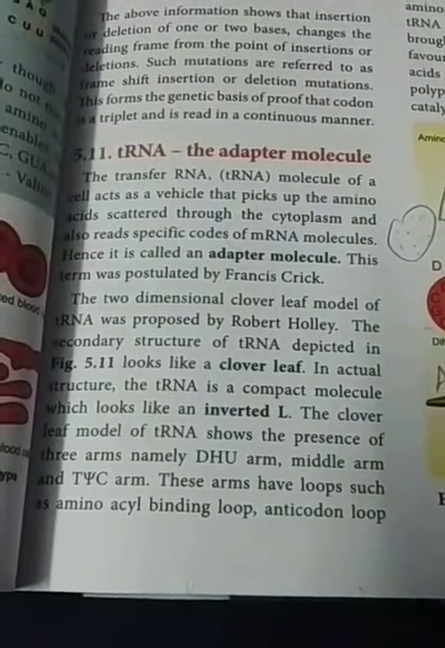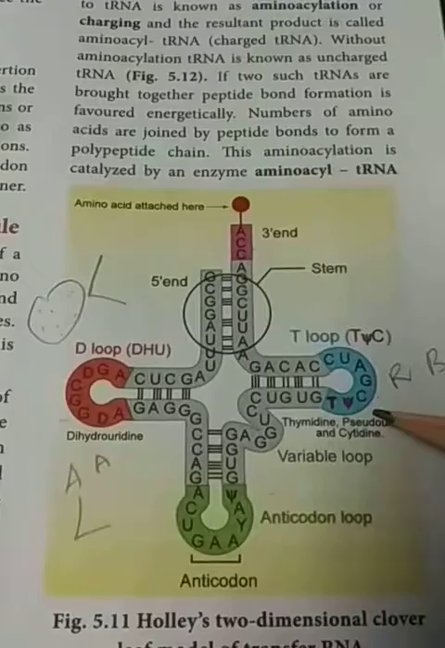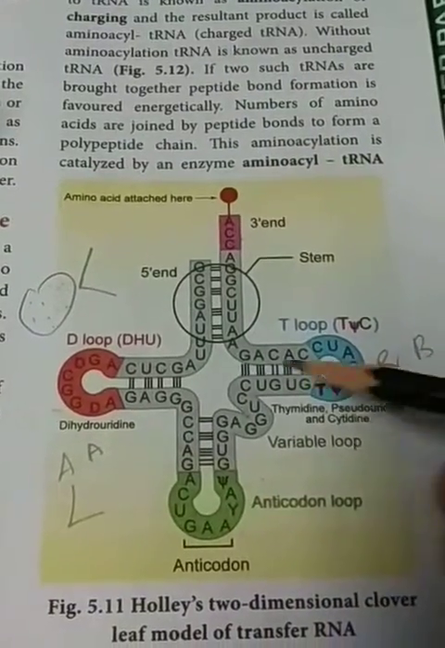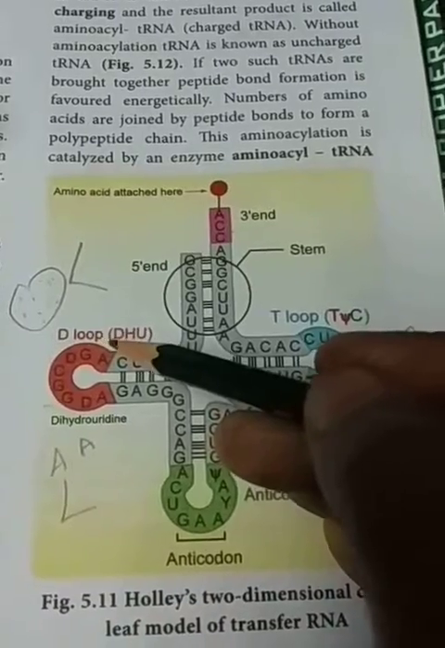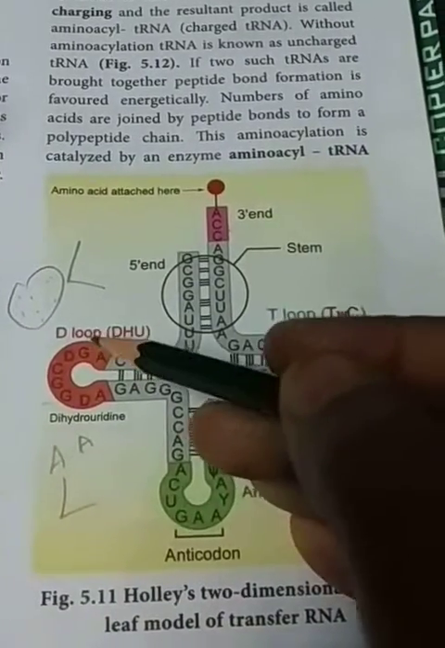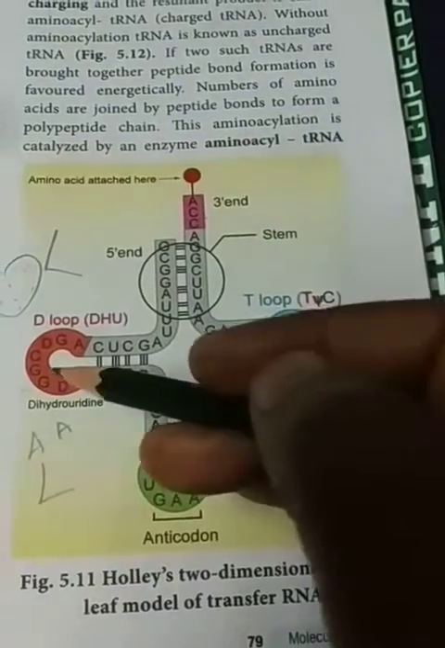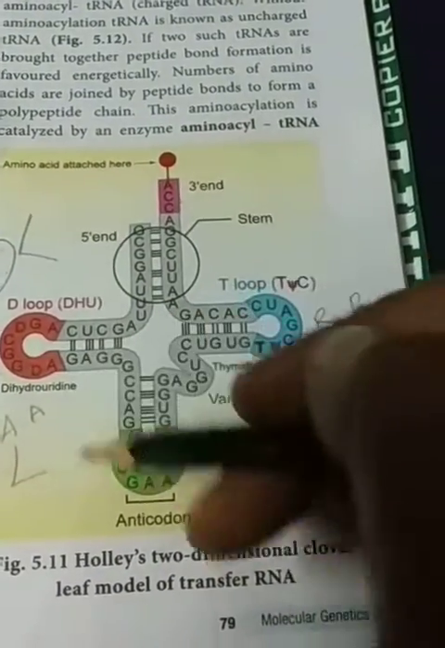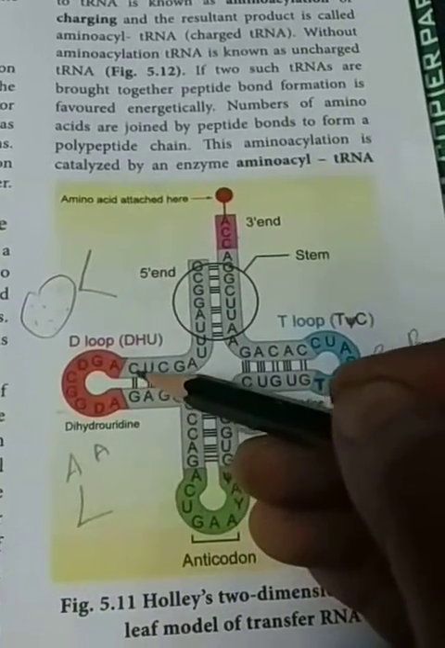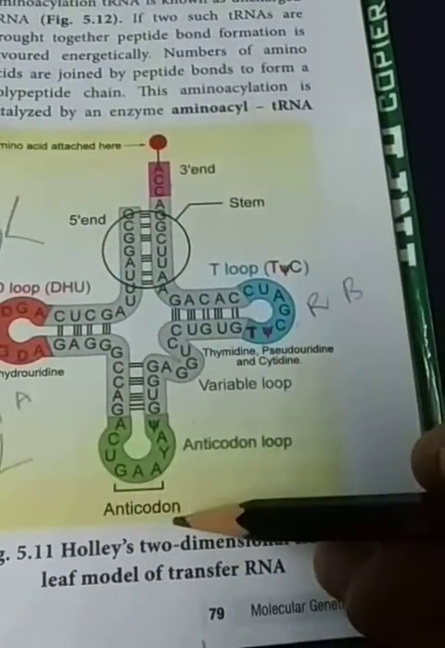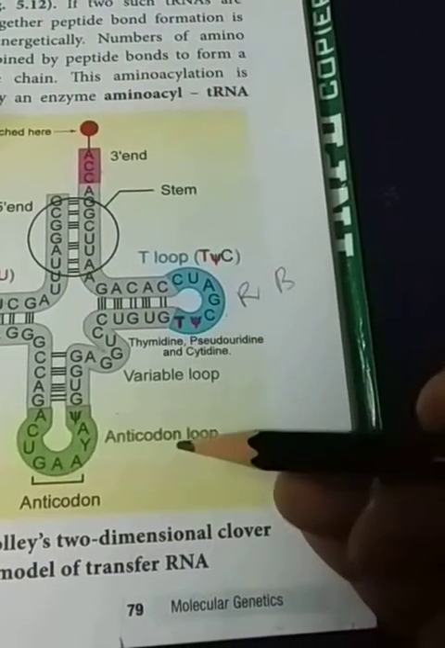The cloverleaf model of tRNA shows the presence of 3 arms. We can say arms or loops: 3 loops are present, the D loop, the anticodon loop, and then the T loop. First the DHU or D loop, then the anticodon loop, and then the T loop. So 3 loops are present.